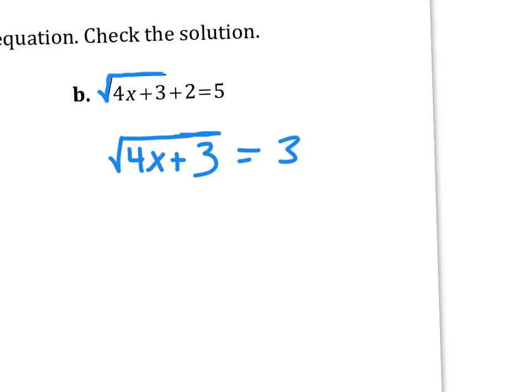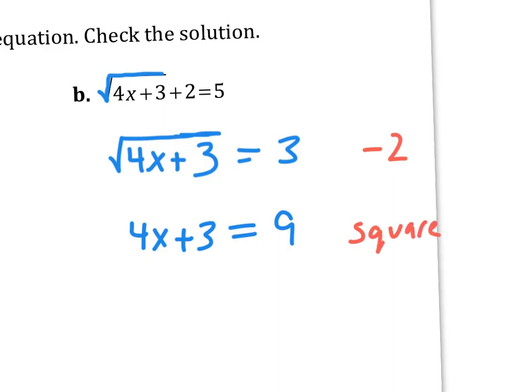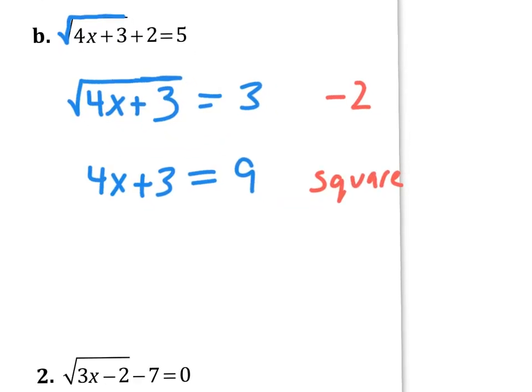Next, now the radical is isolated. The radical is all by itself, so I can undo the radical. So when I do that, I get 4x plus 3, and I square that side to get 9. So step number 1 is I subtracted 2. Step number 2, I squared. But that's not always what's going to happen. I'm just saying once you isolate the radical, you have to undo the radical.